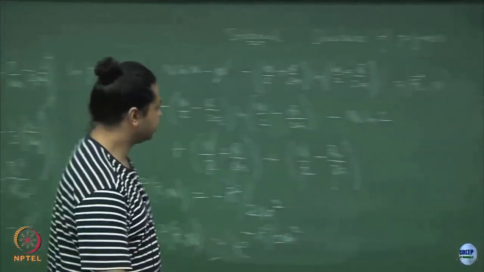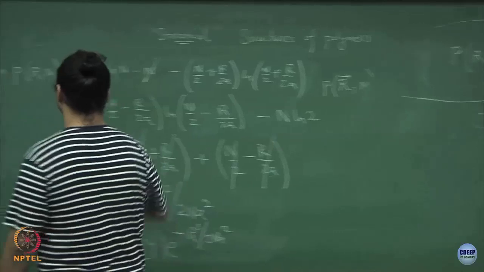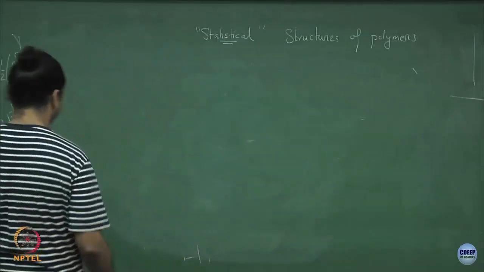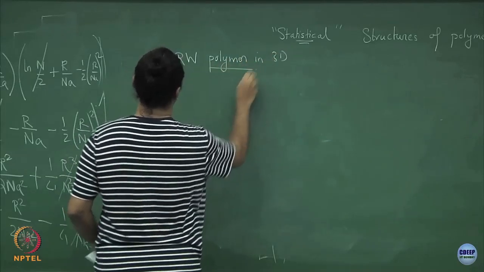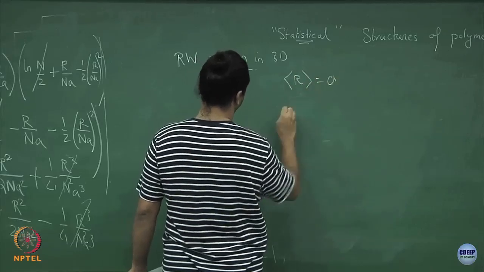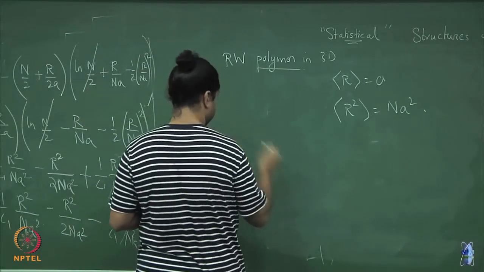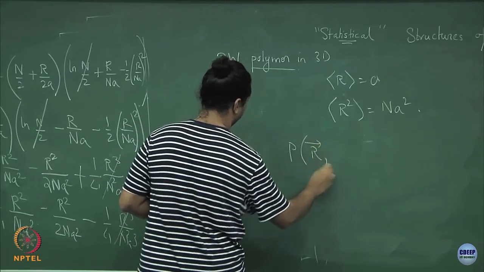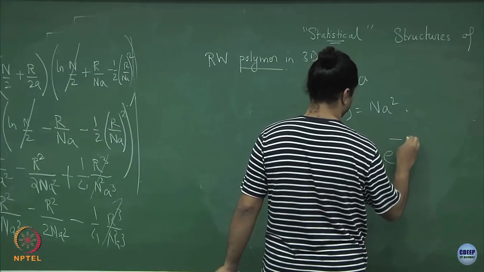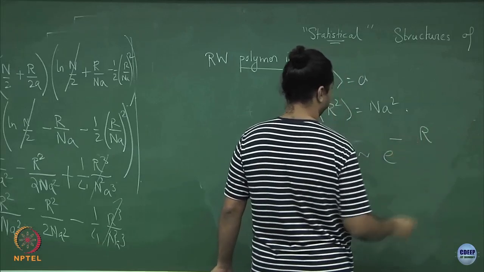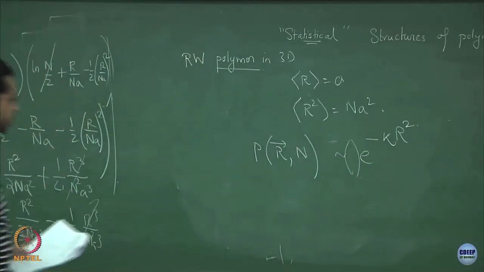You can now generalize this. This was an artificial polymer in the sense that this was doing a random walk in 1D, but you can generalize this to a polymer, let us say in 3 dimensions. And again, for a random walk polymer in 3 dimensions, because it is a random walk polymer, again my average R is going to be 0 and my R square is going to be some n a square, right. Which means that my probability distribution to have this end to end vector R given some number of steps n will again go as e to the power of minus something times R square with an appropriate normalization factor.